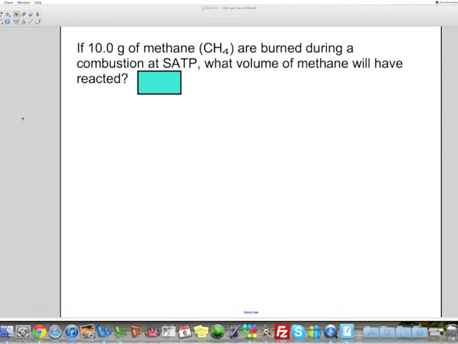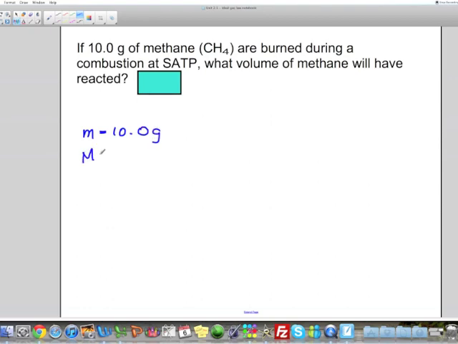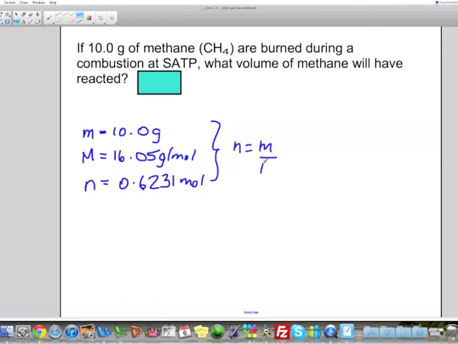Okay, so here's example number 2, and it says, if 10 grams of methane, CH4, are burned during a combustion at SATP, what volume of methane will have reacted? First thing I need to do, of course, is to convert my mass, so let's do that. So I have a mass of 10 grams of methane. I know that my molar mass is 16.05 grams per mole. So if I calculate my number of moles, that gives me 0.6231 mole. Here, of course, I used n is equal to m over M.